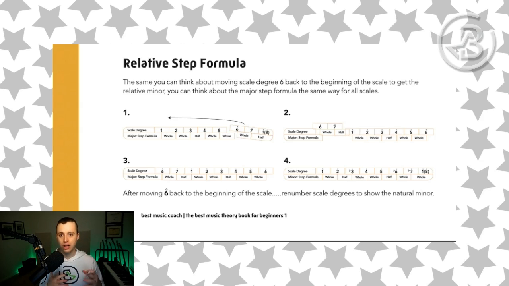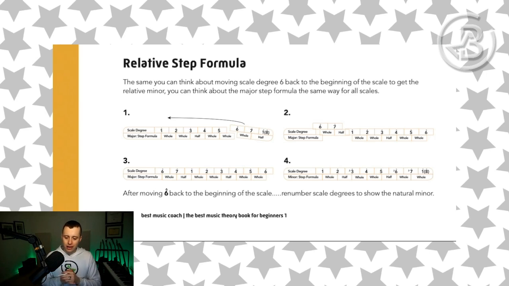And then we start on E, which becomes scale degree 1, and then we just count up from E to E using all the notes of a G major scale, and hey presto, we have all the notes of an E natural minor scale: E, F sharp, G, A, B, C, D, E.